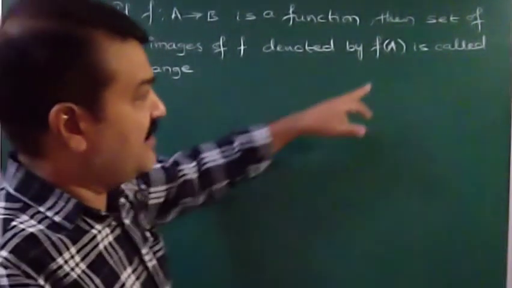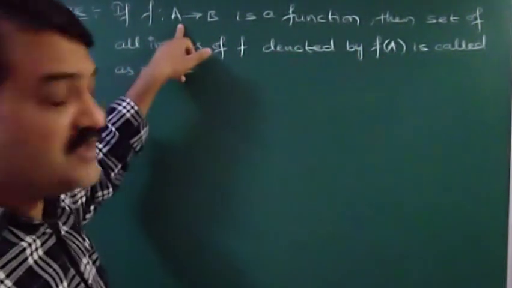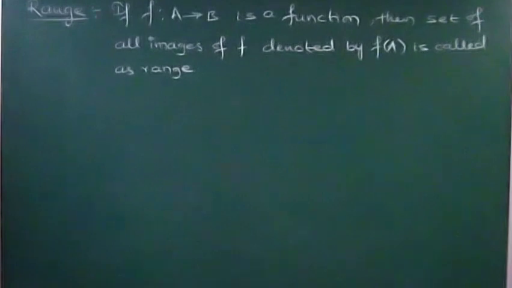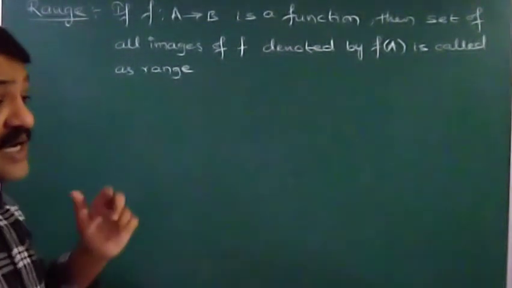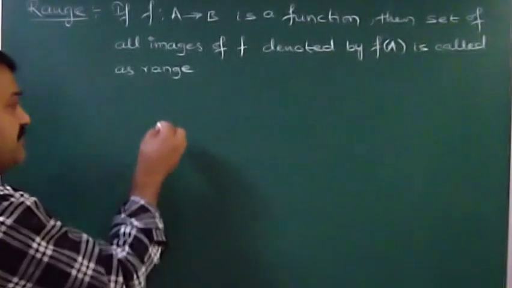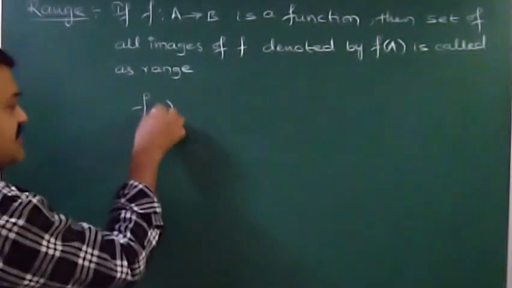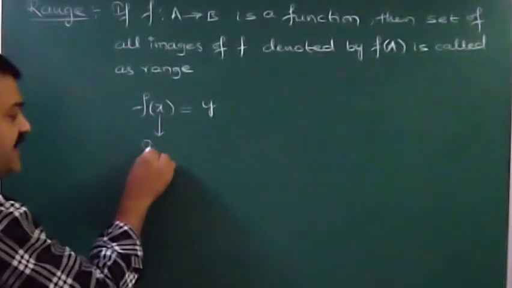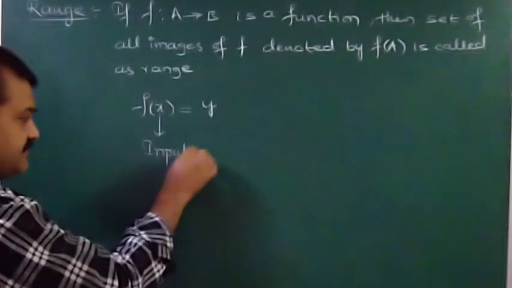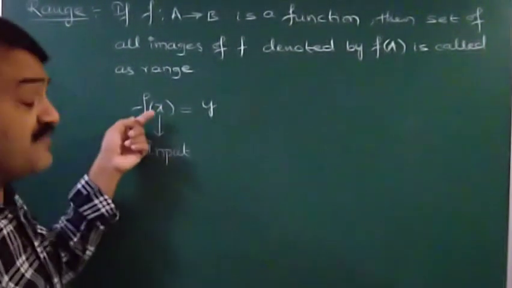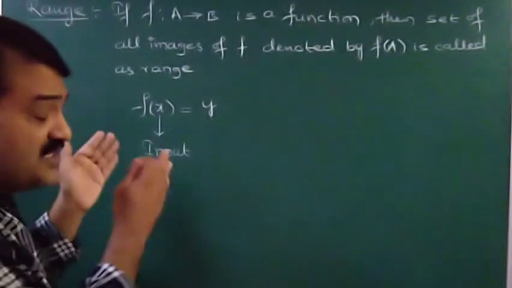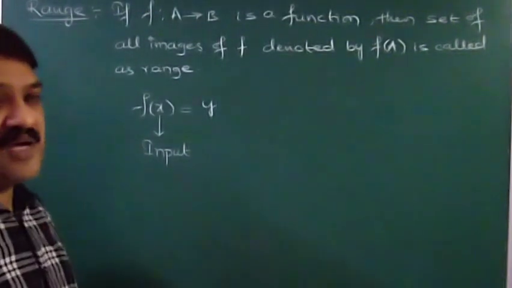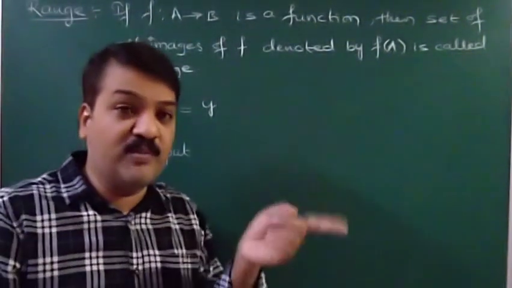So f of capital A means f of domain. F of domain denotes the range of the function. So range is the set of all images or output values of the function. For example, if you have f of x is equal to y, so this x indicates the input which we give to the function. The input which we give to the function, that is the value of x which we substitute in the function, are called input values, and the set of all input values will be the domain.